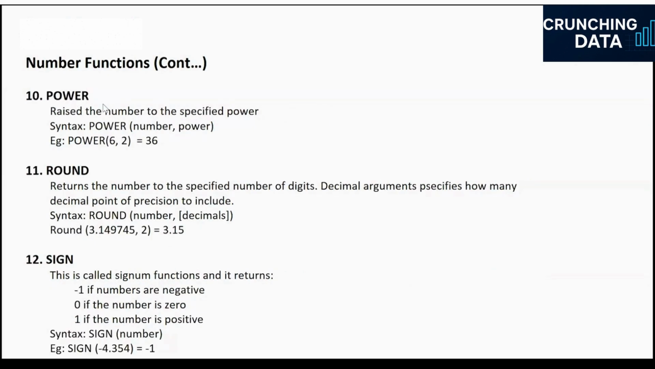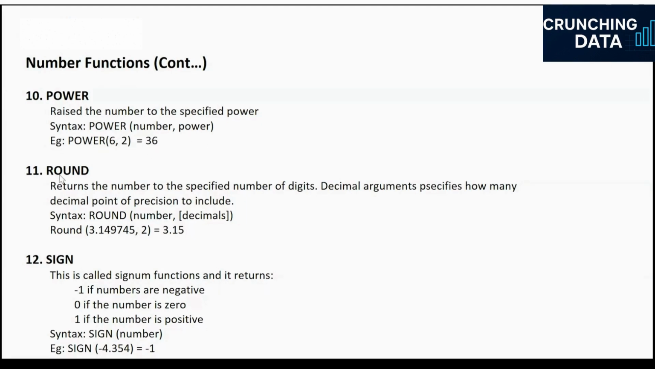Then I have the power function. If you want to give power to any number, you can use this kind of function. The syntax is power followed by the number that you want to give power to and the power that you want to specify. For the example, I have written power and in brackets I have provided 6 comma 2. That means I want to find out the square of 6. Here the answer is coming as 36.